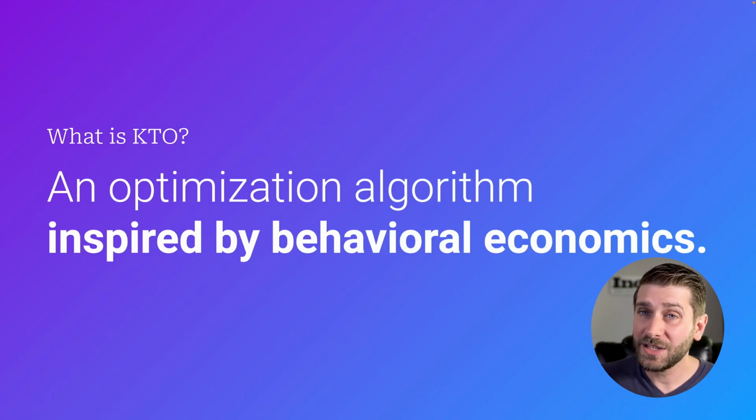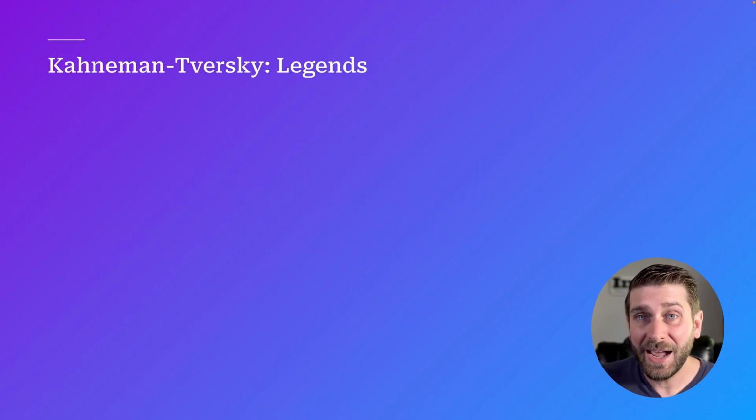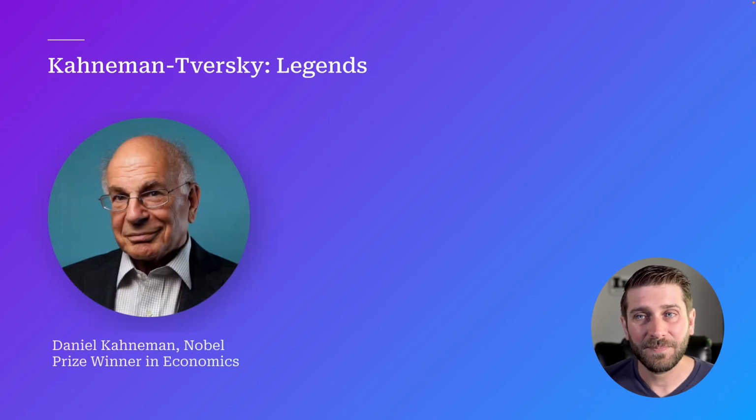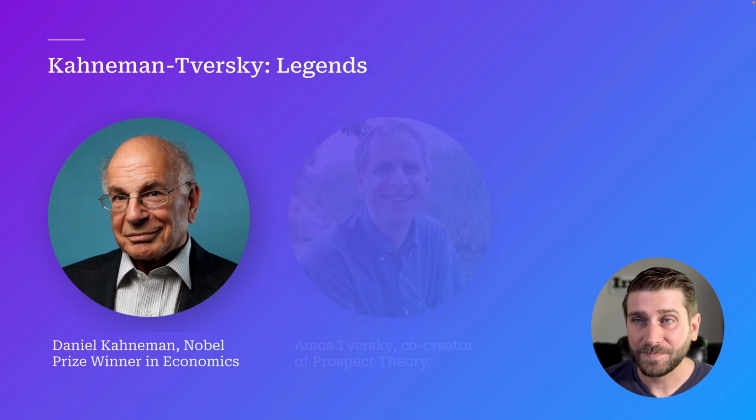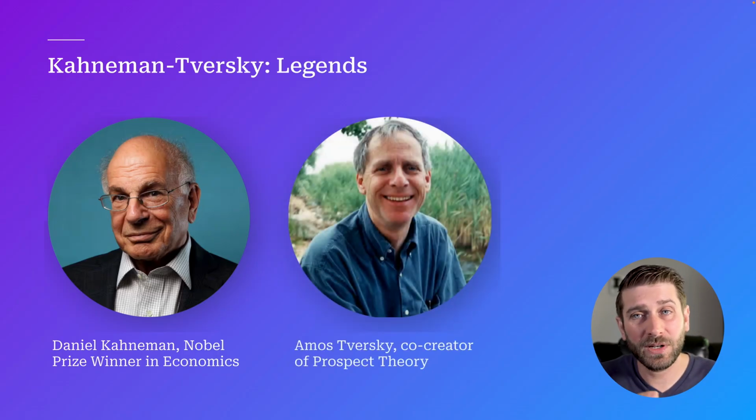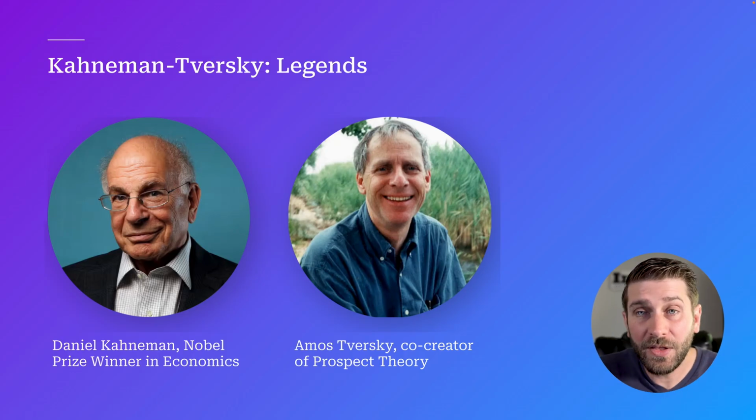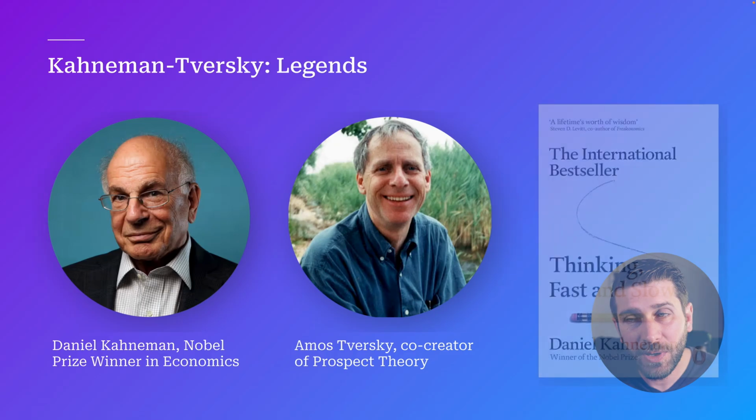KTO is an optimization algorithm, like DPO, inspired by behavioral economics, which I think is really cool. And it's inspired by these guys, Kahneman and Tversky. They are legends. Kahneman won the Nobel Prize in economics. Tversky and Kahneman worked together for over a decade, I believe. Together, they created prospect theory, which was cited when Kahneman won the Nobel Prize.